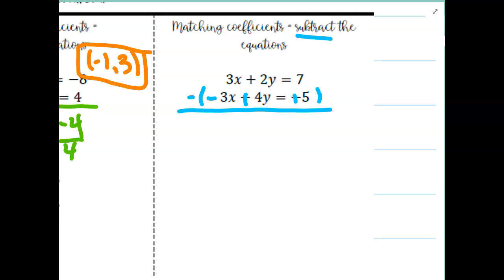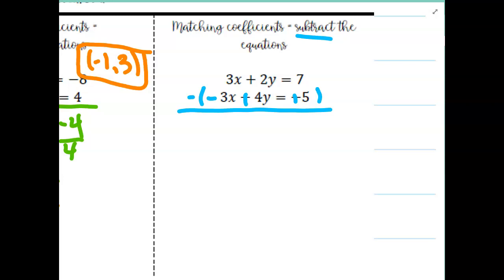Now, I want to explain to you guys why I'm able to do this, why I'm able to change all the signs. What I'm really doing here when I subtract the equations is multiplying both sides of the equation by -1. And I can do that. I can multiply both sides of an equation by the same number, and when you multiply by -1, it just flips all the signs. That's why we're able to do that.